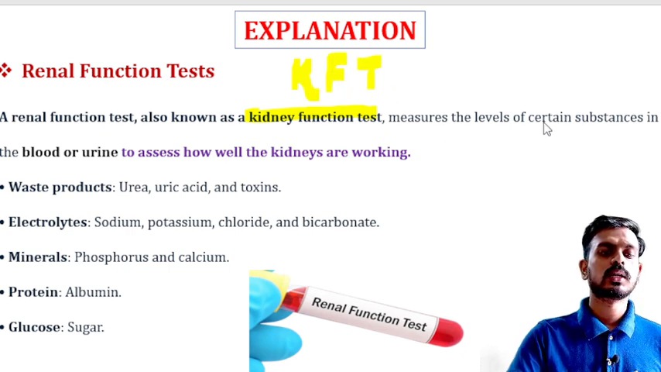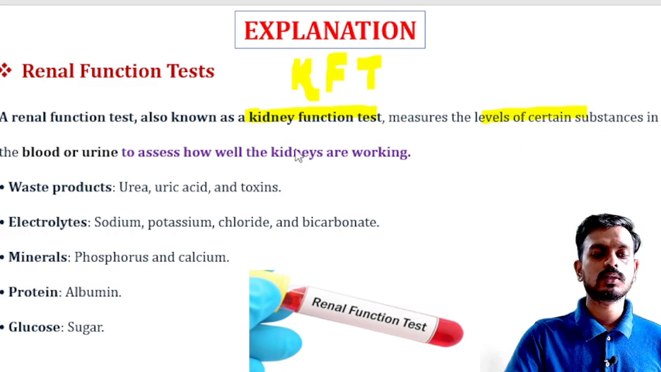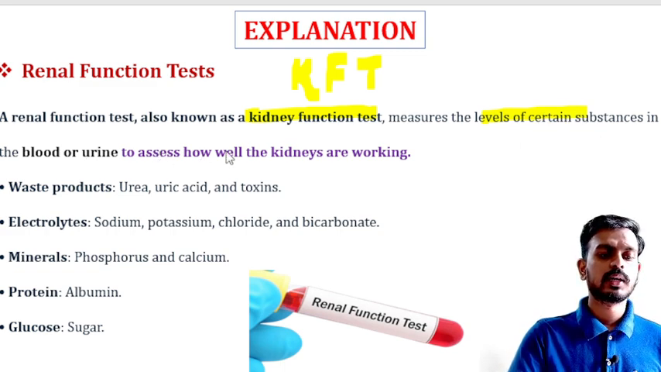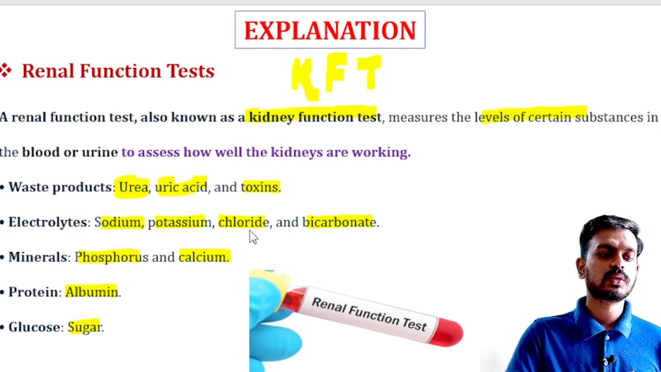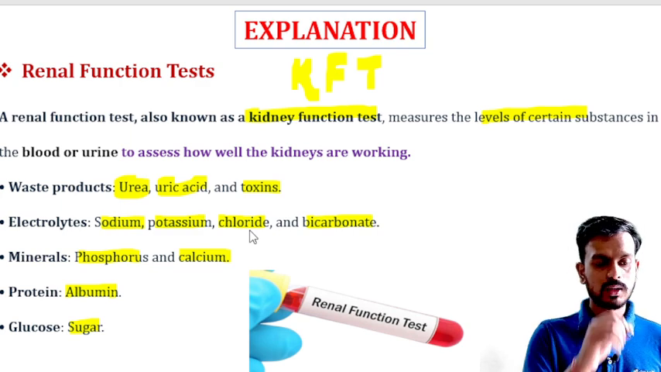So this KFT test measures the level of certain substances in the blood that assess how the kidney works. Waste products like urea, uric acid, and toxins; electrolytes such as sodium, potassium, chloride, and bicarbonate; minerals such as phosphorus and calcium; proteins such as albumin; and glucose, such as sugar. These things can be measured during a renal function test.